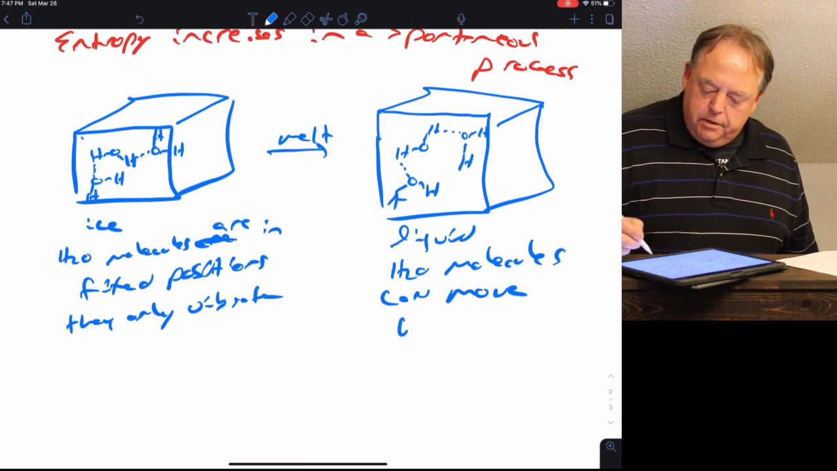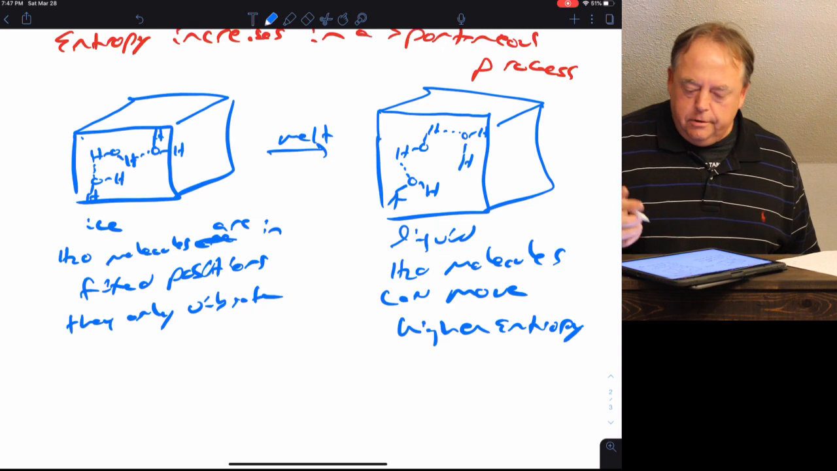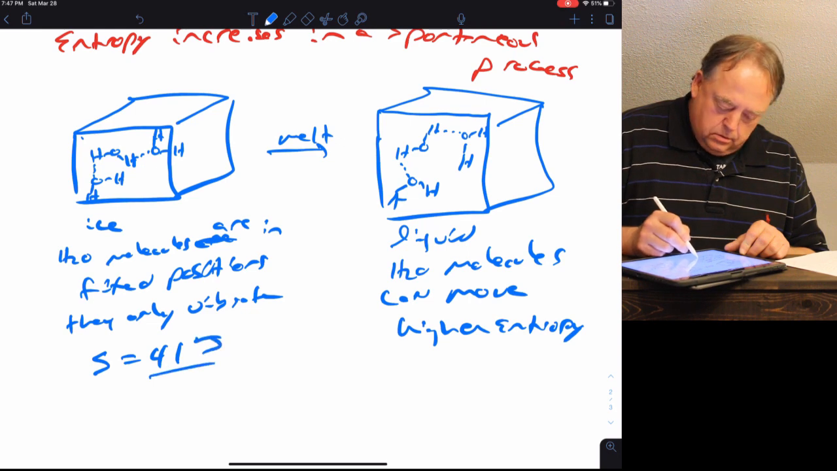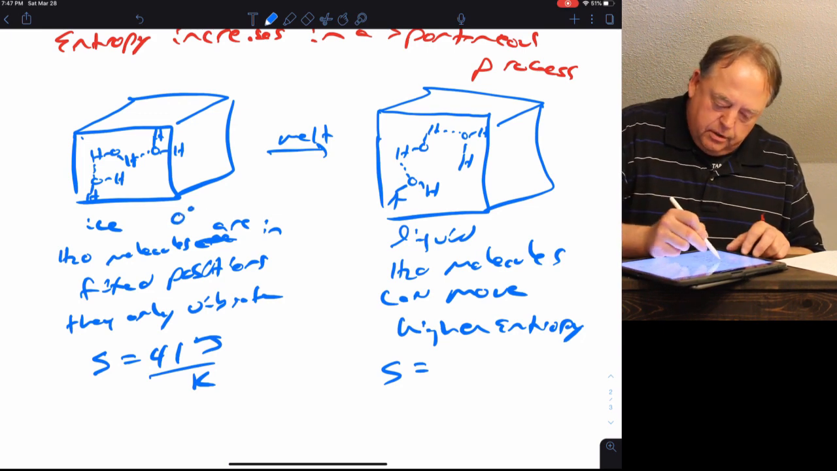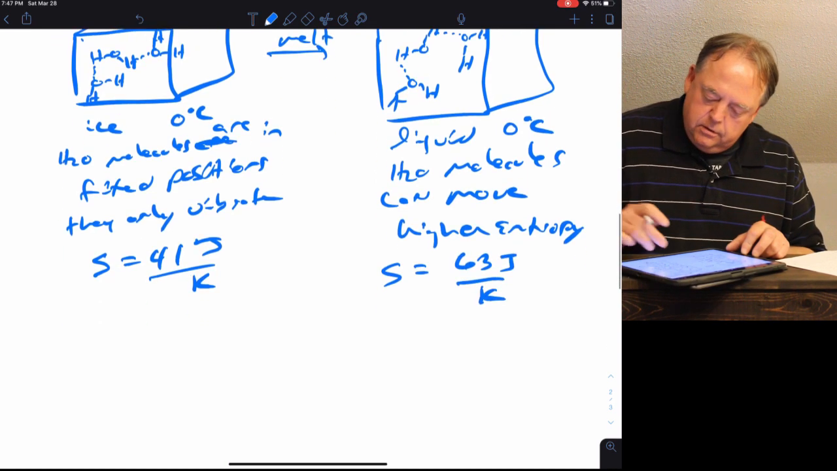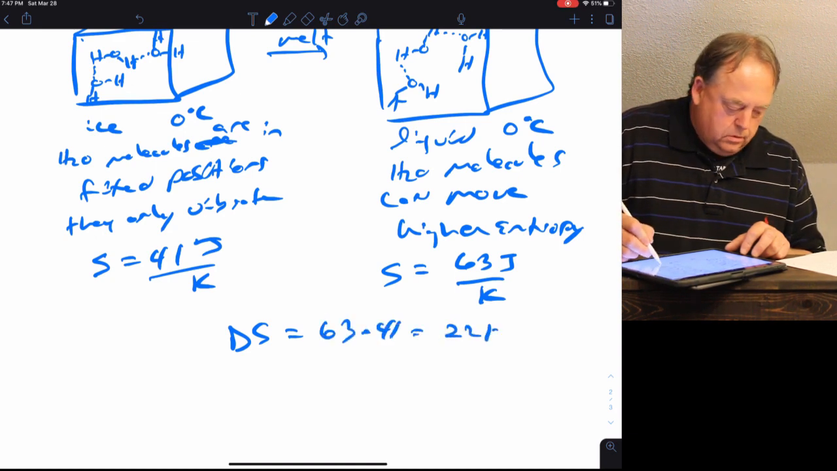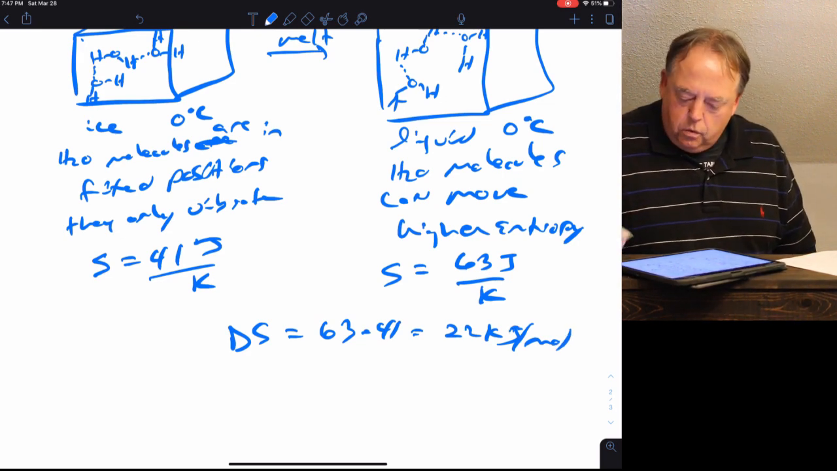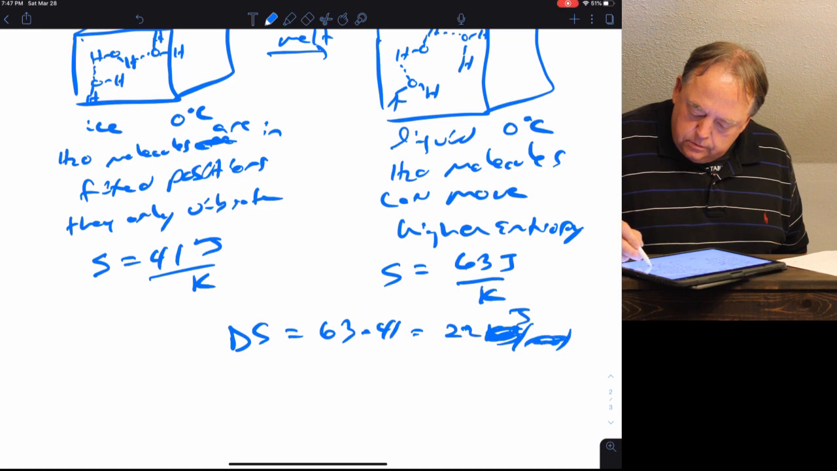So which one's of higher entropy? Well, this would be of higher entropy, so it's more disordered. The entropy of a block of ice is 41 joules per Kelvin, whereas for liquid water at the same temperature, so both of these at 0 degrees Celsius, the entropy is 63 joules per Kelvin. So then of course you can calculate the change in entropy for the melting of ice at the same temperature: 21 or 22 joules per Kelvin.